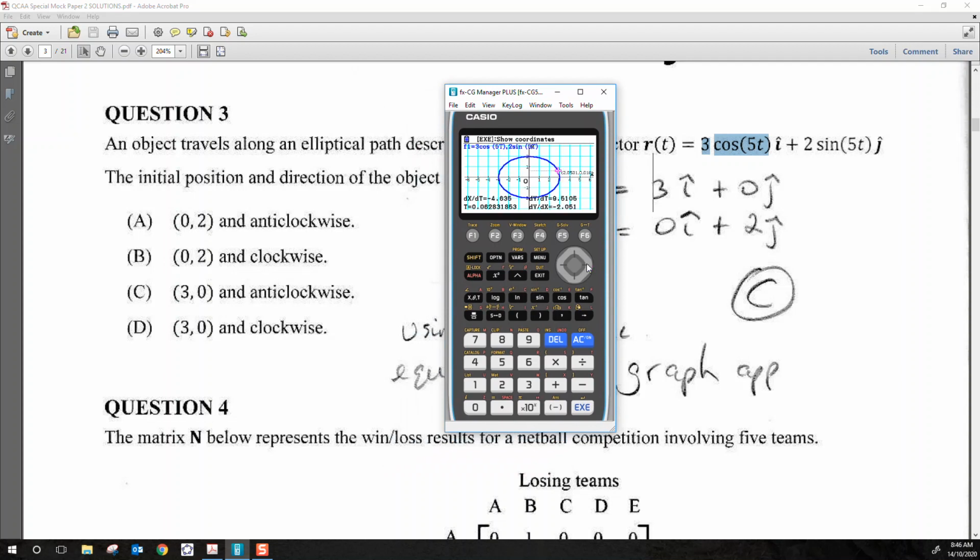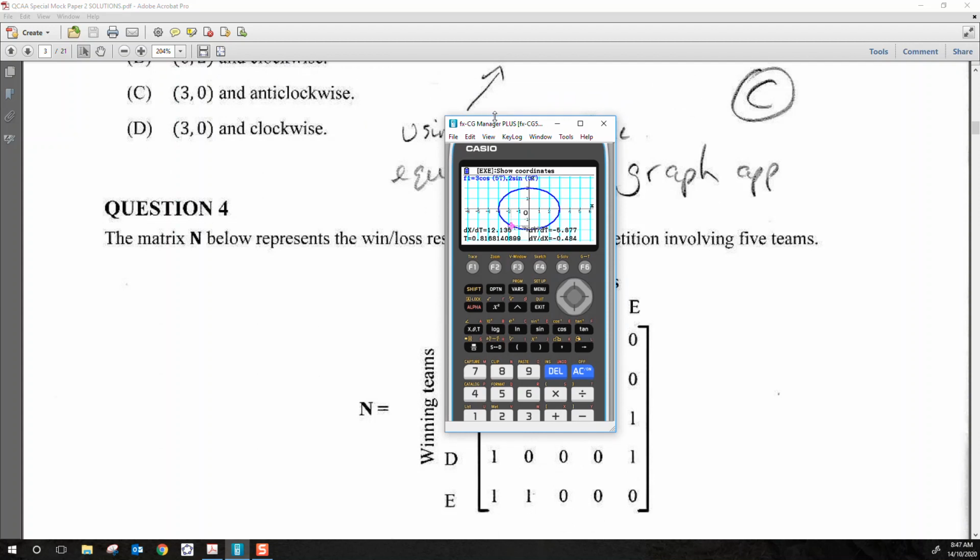Now, if I just hit the right arrow, time advances a little bit. So time is moving forwards, and you can see the position on the trace function is updating. The particle is moving in an anti-clockwise direction. So choice D is the one to pick.